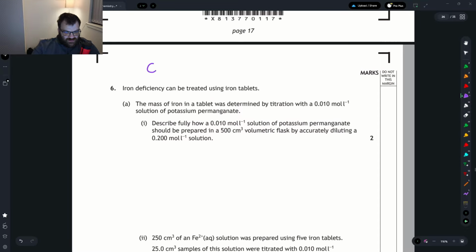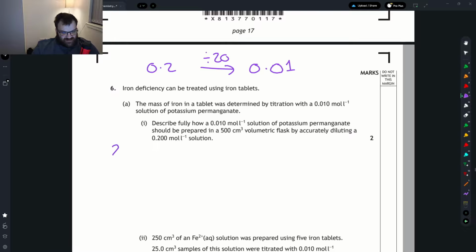Okay. So we're going from 0.2. Well, if we divided it by 2, we'd get 0.1. Divide it by 20 would give you 0.01. 1/20th of your final volume has to be our original chemical. So 1/20th of 500 would be 25 centimeters cubed.